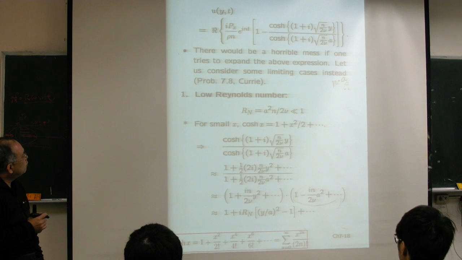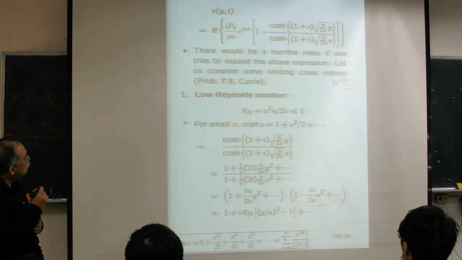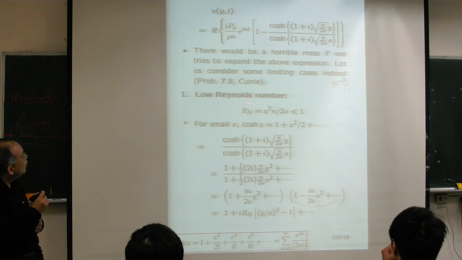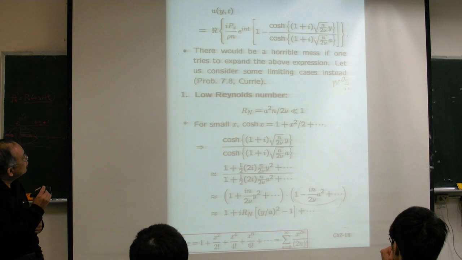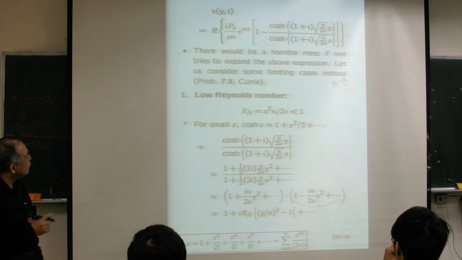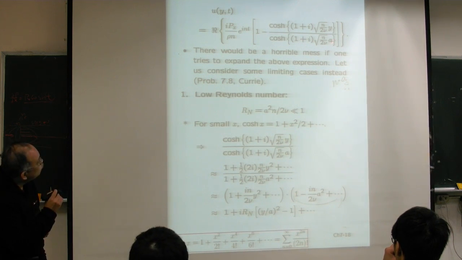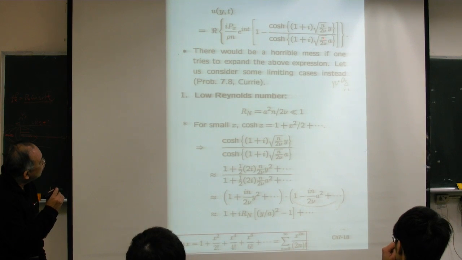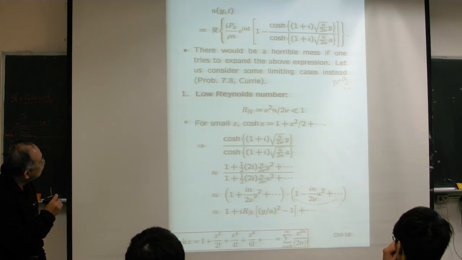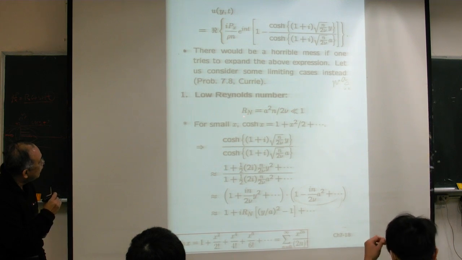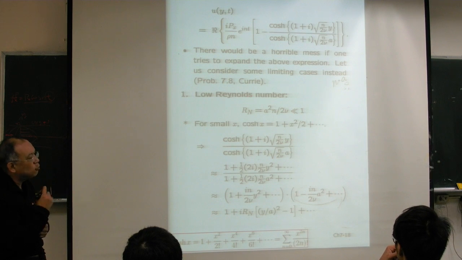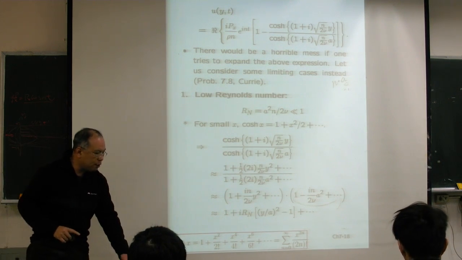The discussion of this solution form will be based on two discussions. One discussion is called the Lorentz number. If you see this term here, square root of n over 2 mu times a, if you move this a into the square root, it becomes a squared n over 2 mu. A squared n over 2 mu can be defined as R sub n, and R sub n is equivalent to the so-called Reynolds number. I already mentioned that.